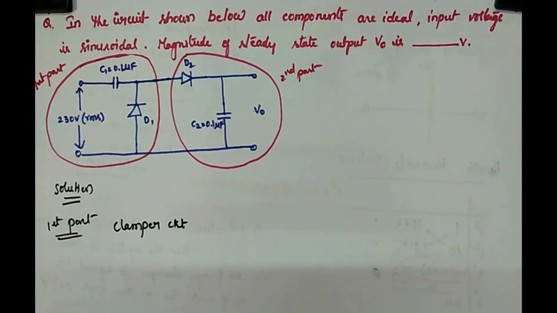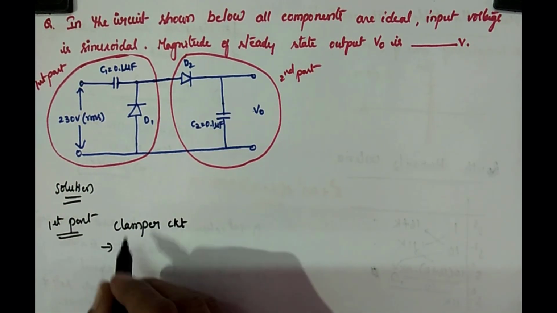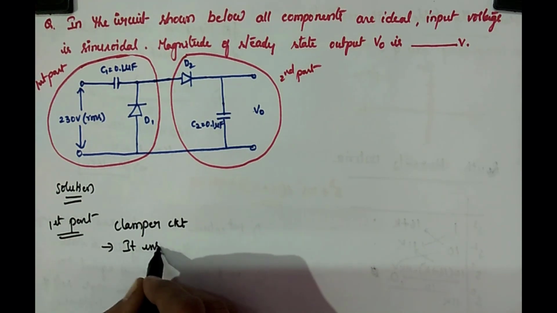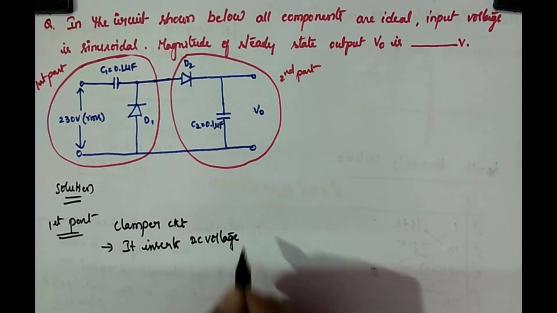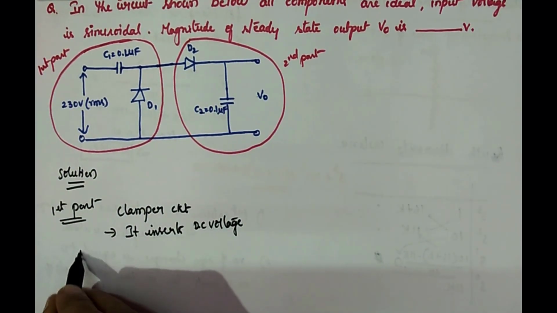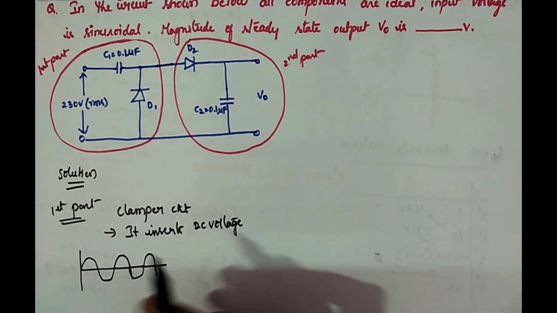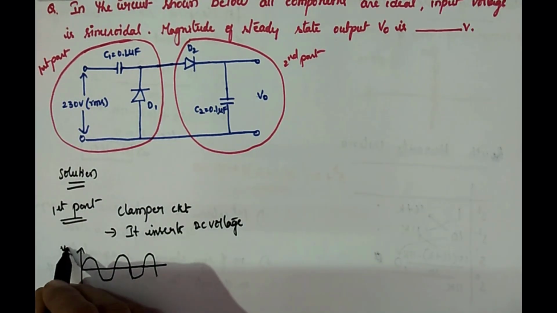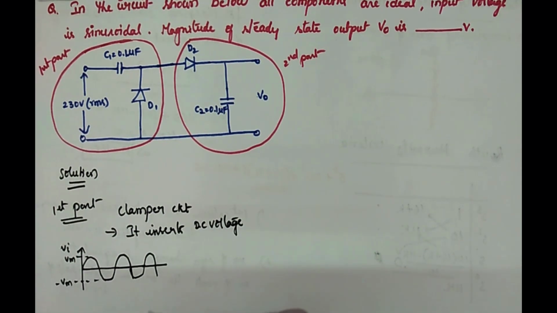What is a clamper? It clamps the voltage. In a simple understanding, it inserts DC voltage. Suppose your input is like this, let this be your input Vi, with peaks at Vm and minus Vm.